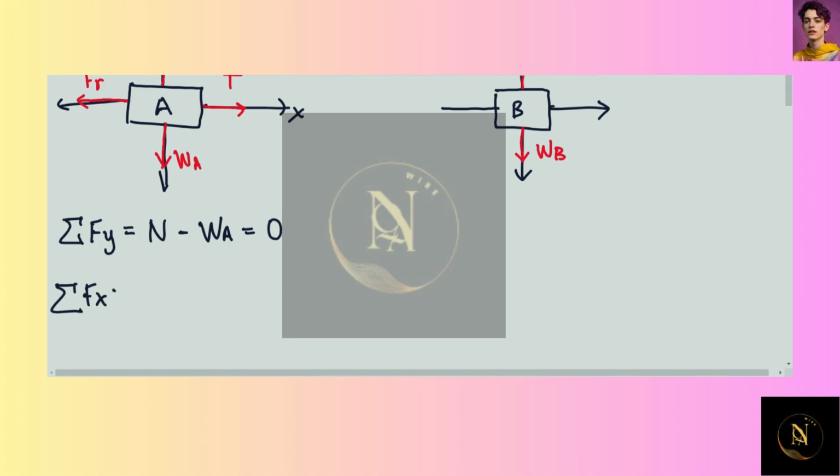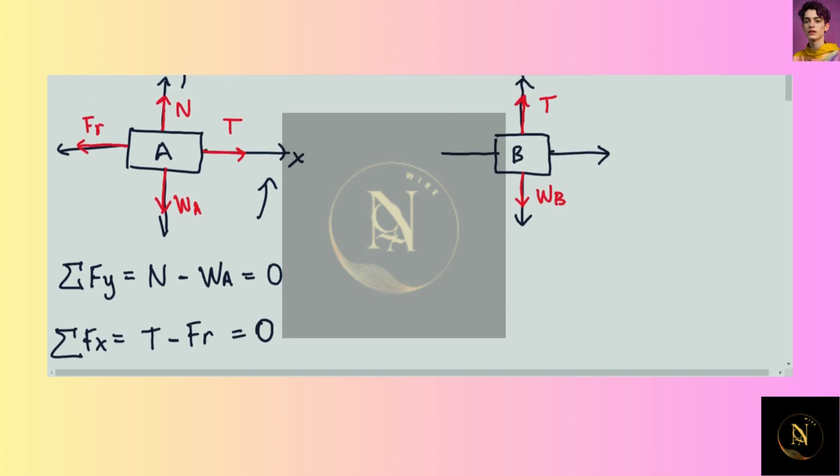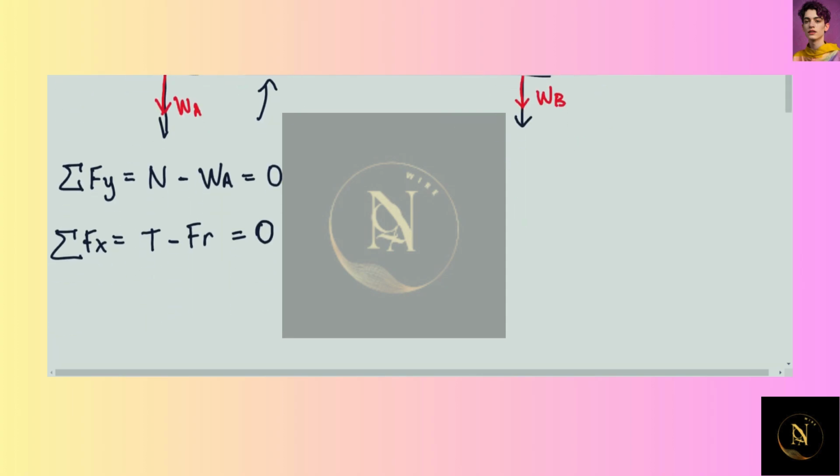And for the X component, we have the tension, which is positive because we set this direction to be positive, minus the friction force. And this is also equal to 0 because we want the condition when the velocity is constant. And when the velocity is constant, the acceleration is 0. So we need to set this to 0.